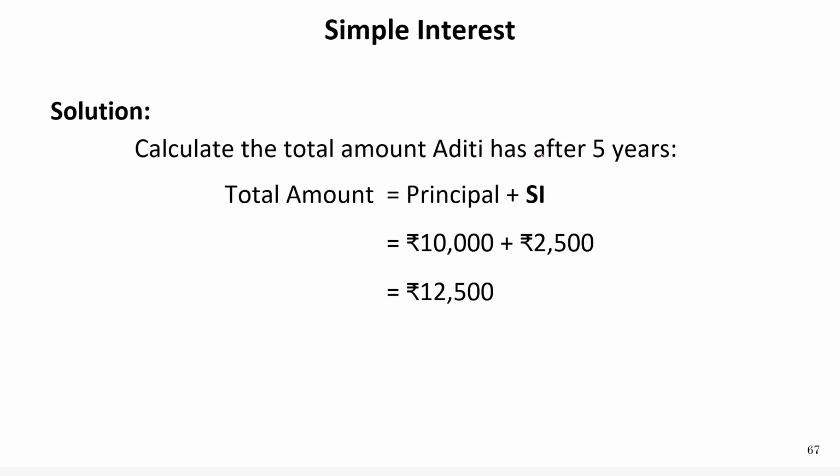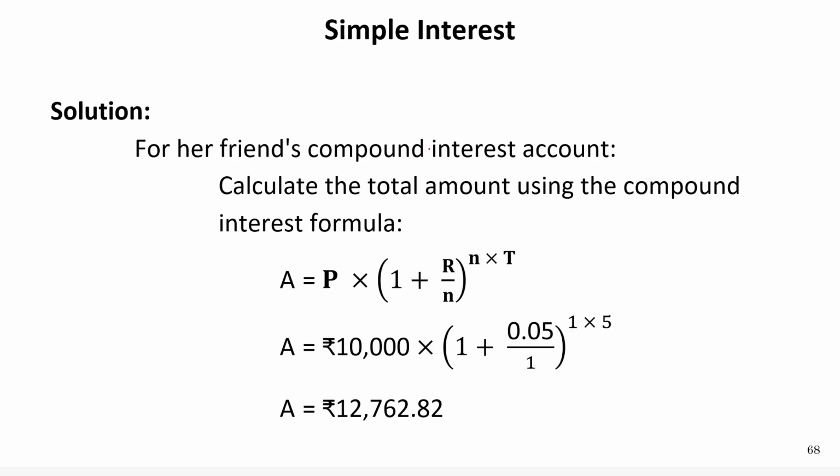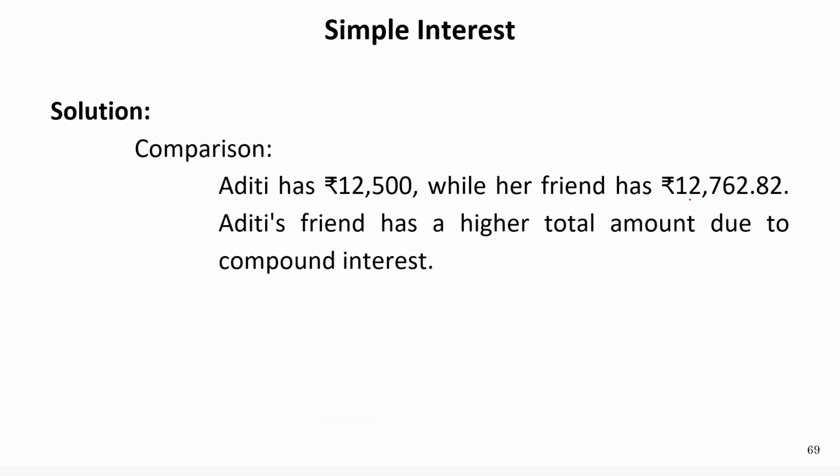So calculate the amount Aditi has after 5 years. It will be 12,500, right? Because the principal amount plus SI is equal to 12,500. So her friend's compound interest account will have A is equal to P into 1 plus R by N whole power N into T. Since the compounding is done annually, N is equal to 1 here. So A is equal to 10,000 into 1 plus 0.05 whole power 1 into 5 is equal to 12,762.82. So the difference will be 262.8. Okay. So Aditi's friend has higher total amount due to compound interest.